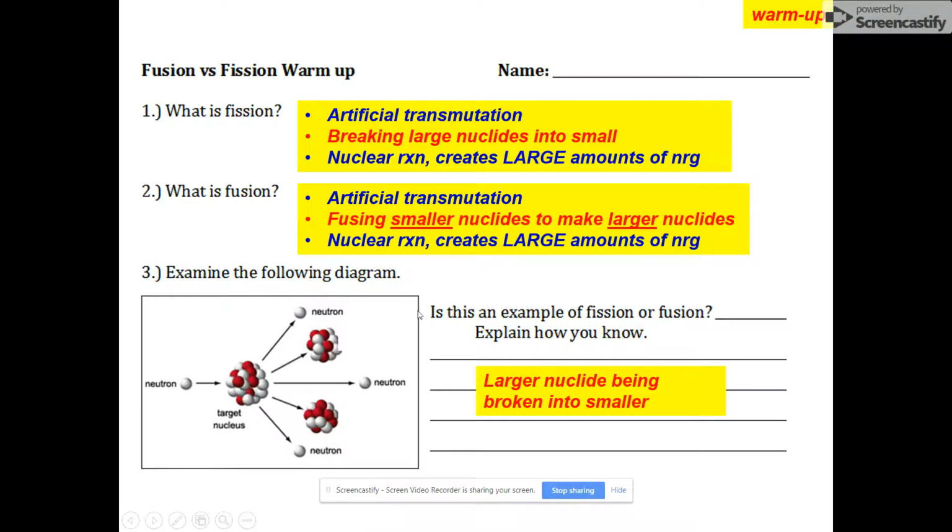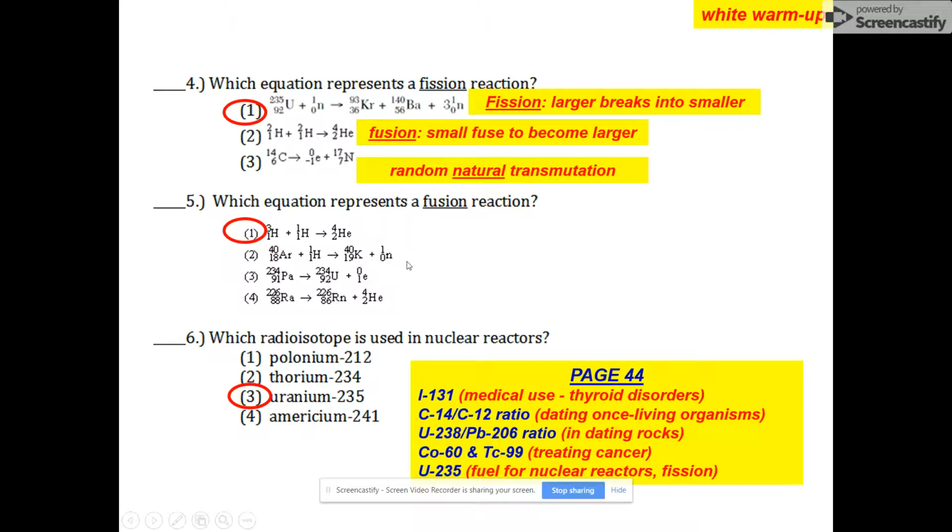Okay, so in this diagram, is this fission or fusion? Well, we're slamming one neutron into this larger nuclide, and it's breaking apart into two smaller ones. So this has to be fission. Okay, we're breaking apart one large one into two small ones. That would be fission. Okay, question 4. Which one is a fission reaction? The first one. We're breaking a large nuclide into two smaller nuclides, whereas this would be fusion, slamming together two smaller things to make a larger thing.